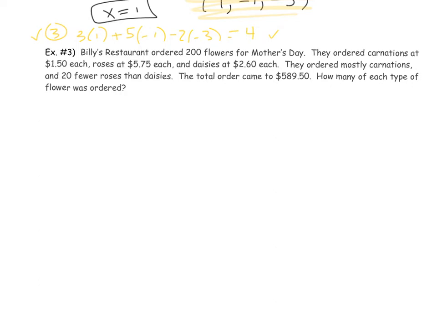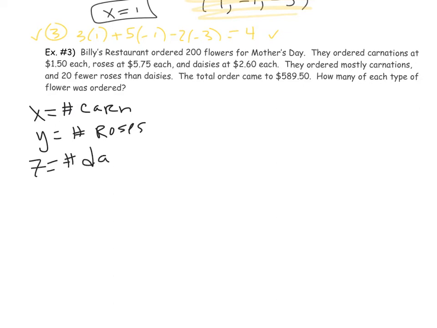Remember, we talked about money, and we had a money equation, we had a quantity equation. Well, this one also adds a comparison equation. So it's going to be 3 different. Our first one, x, I would say, would be the number of carnations. Y would equal the number of roses. And z would equal the number of daisies.